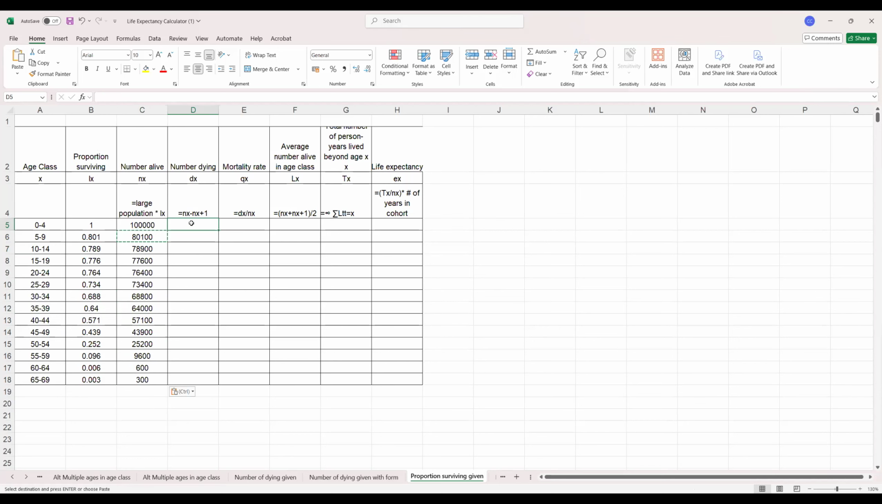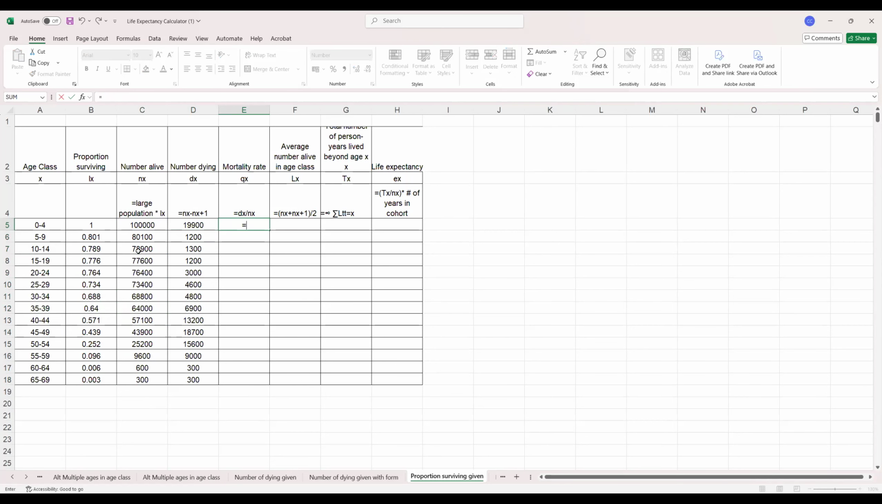What about d sub x? You now compute normally. 100,000 minus 80,100. 80,100 minus 78,900, and so on. You copy and you paste.